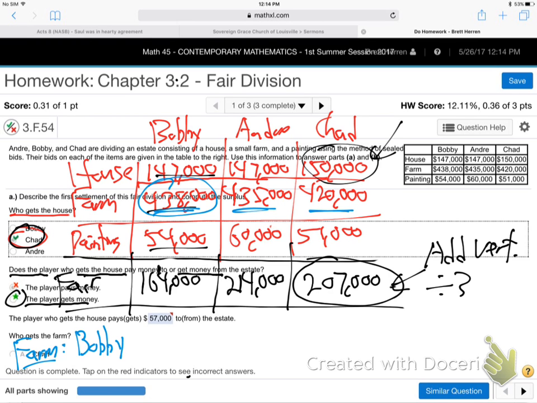I'm going to assume the difference, you know, that's money. Okay. So we gave Bobby way too much.